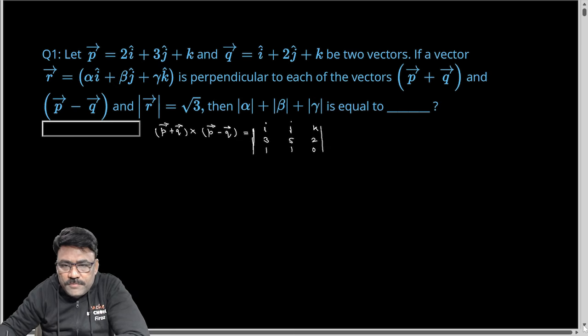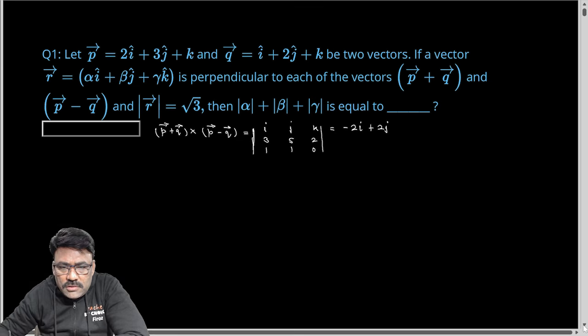Now let's expand it. When you expand it, you are getting 0 minus 2, means minus 2i. Then with j you are getting 0 again and minus 2 again, so minus 2k. In fact, it will be plus 2j, sorry. And then with k you will get 3 minus 5, which is minus 2k. So basically this is minus 2 times (i minus j plus k).